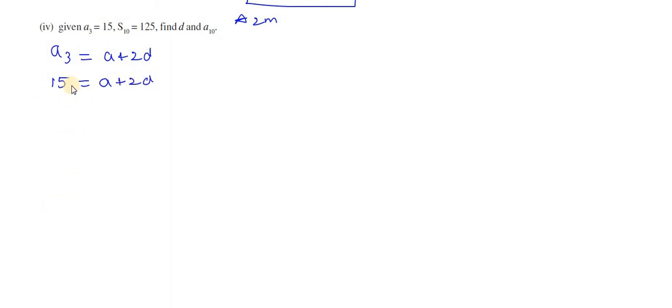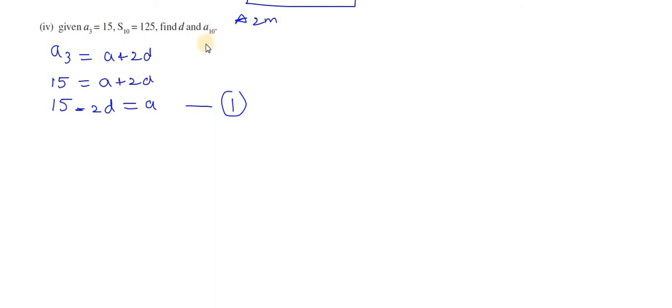Now what we can do? We can write this as 15 minus 2D is equals to A, and write this as equation 1. Why should we do it like this? Because they have not yet given any data, so we need to find D. So we need to find A10.